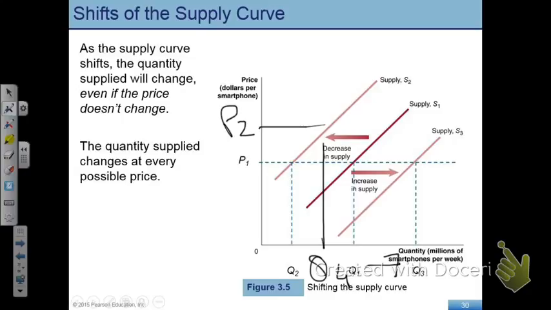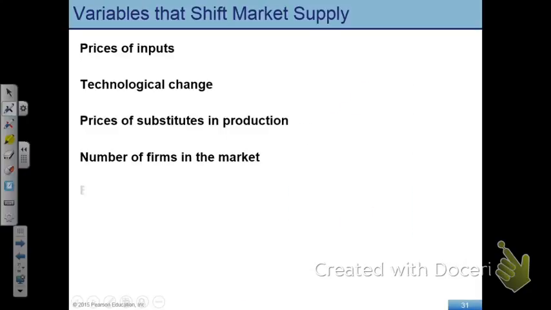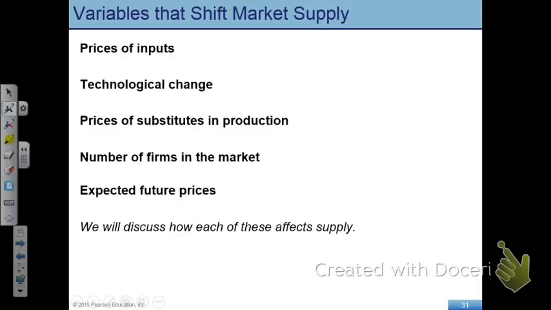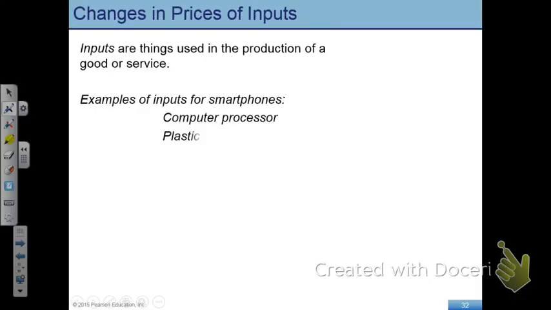So the next task, just like the demand side, is to figure out the factors that change the supply side of the market. We are looking at a whole host of factors that are going to change the supply curve, shift the supply curve. Let's go over each of them separately. The first one, I think the most important one, is to think about how input prices affect supply.